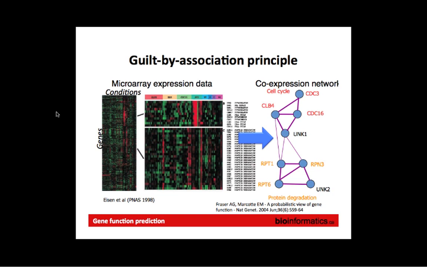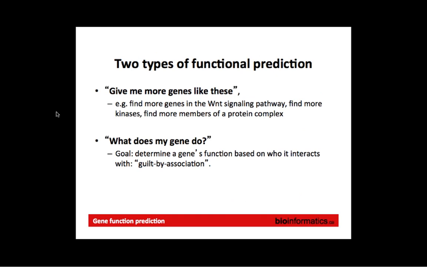So here I've labeled genes that I know are involved in the cell cycle, and this is an unknown gene. I would predict this unknown gene to be part of the cell cycle if it's co-expressed with other genes that are in the cell cycle, and this gene to be involved in protein degradation if it's co-expressed with other genes that are involved in protein degradation. So that's the guilt by association principle that I explained yesterday.